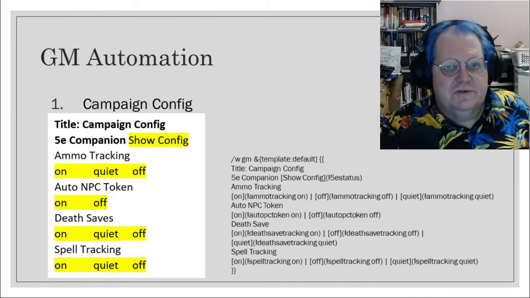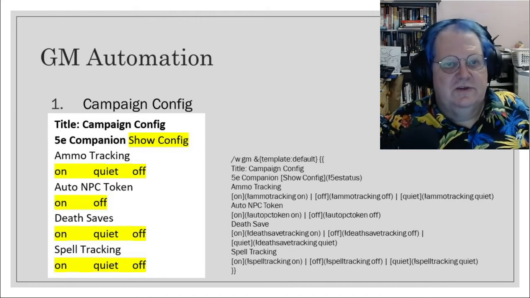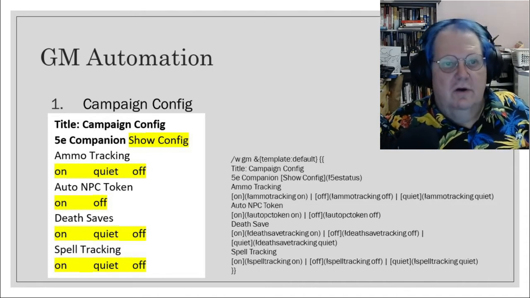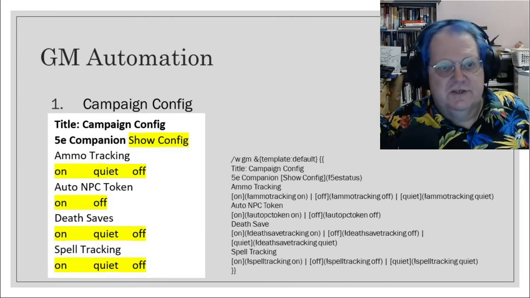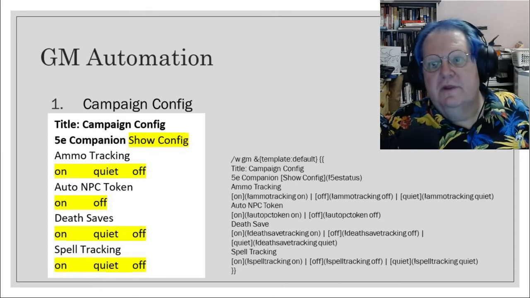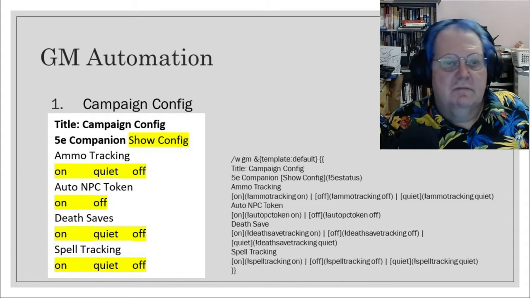Our basic menu structure will look like this. Here's a mock-up of it, and as you can see, we've got a title, and then we've got a button to show the config. Then we've got ammo tracking, and we can turn it on, off or quiet. Auto NPC token just has on and off. Death saves also has on, off, quiet, and spell tracking is the same. Right, so they're the items, and that's the order that we're going to put them into our menu, and we've roughed that up so we know where things go.